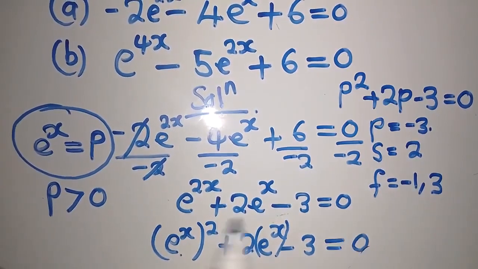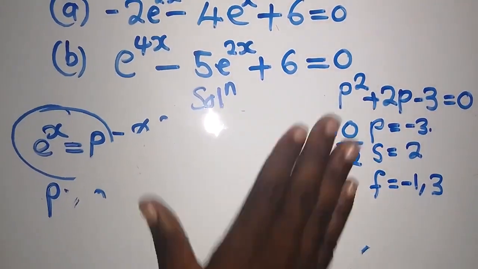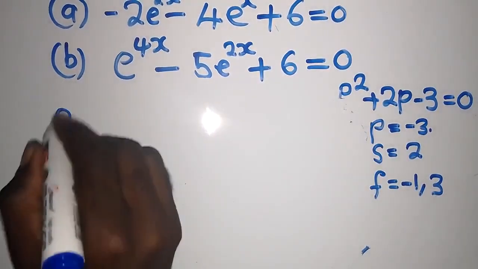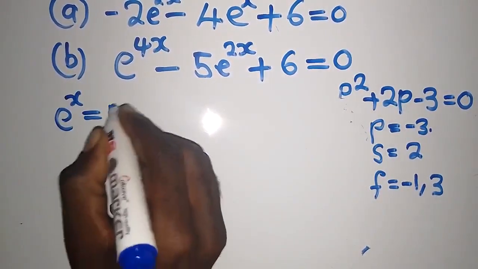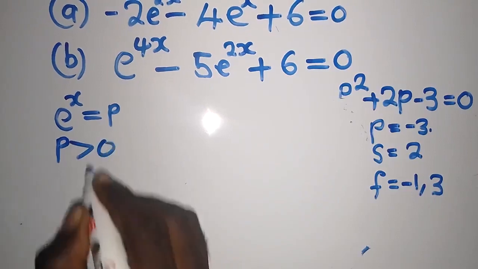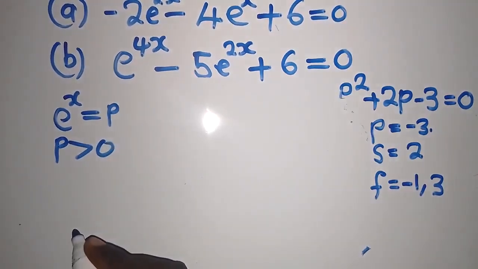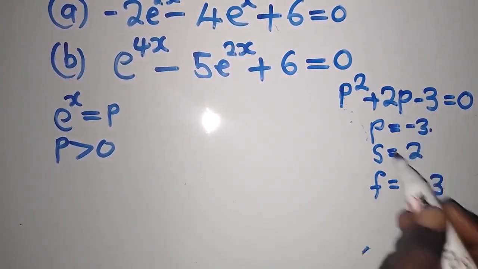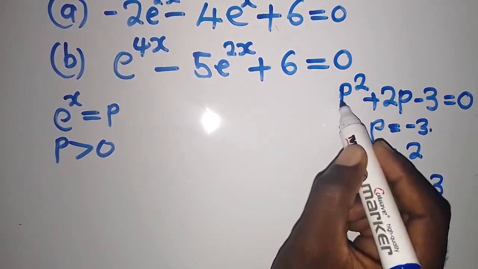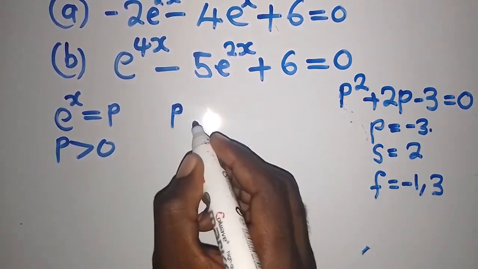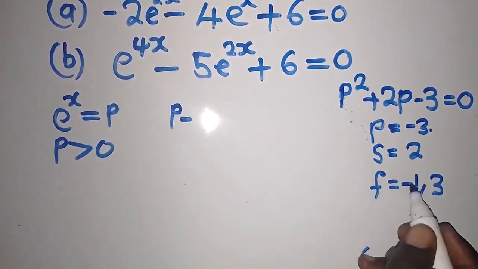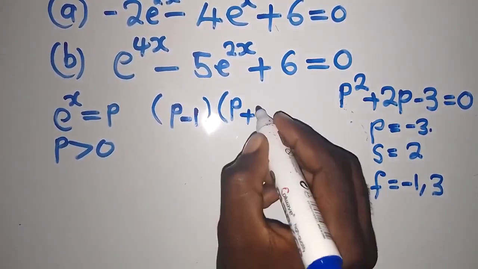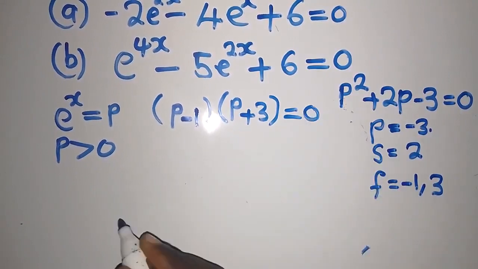So with this now, I'm going to wrap this part so that we understand properly. Here I said e^x was equal to P, where P is greater than 0, like that. I won't forget that. So as long as the coefficient there is 1, I'm going to say (P - 1)(P + 3) = 0, like that.